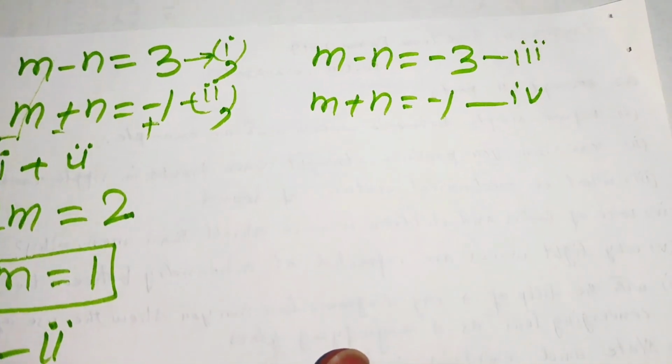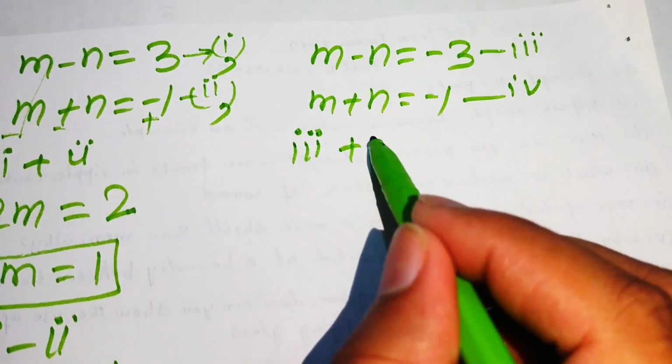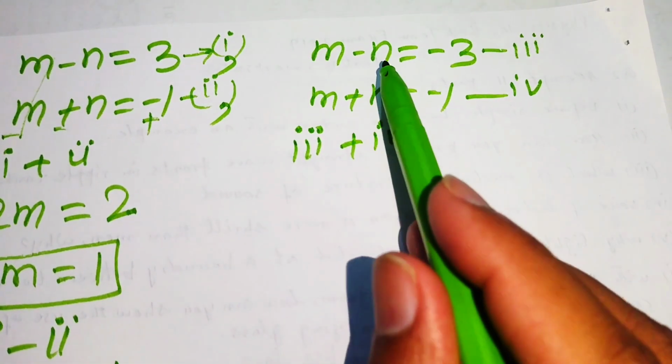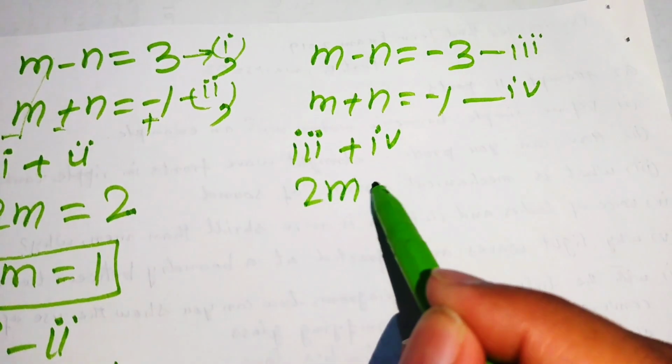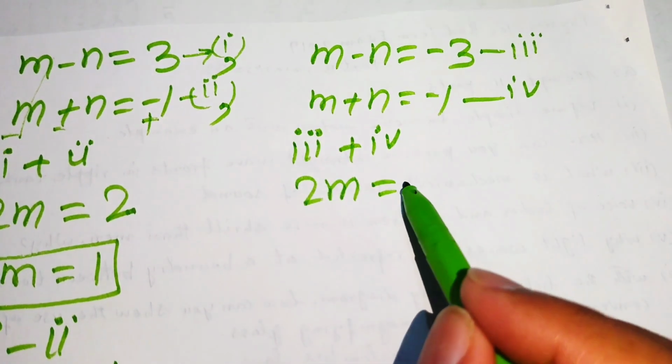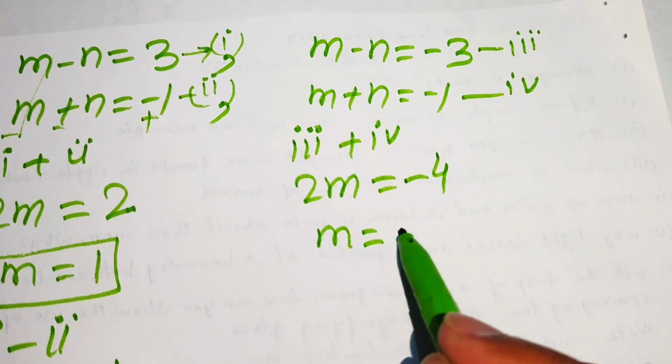And similarly, we move towards the second case. So this is the second case. So now similarly, first we add equation number 3 and 4. So the negative and positive are gone, and we add m plus m equals 2m, and minus 3 minus 1 equals minus 4. So here we get the value of m equals minus 2.